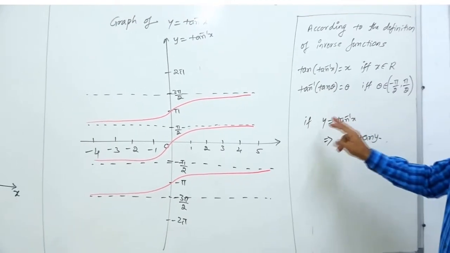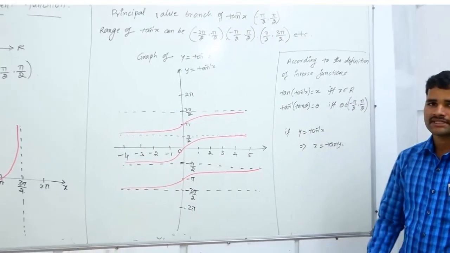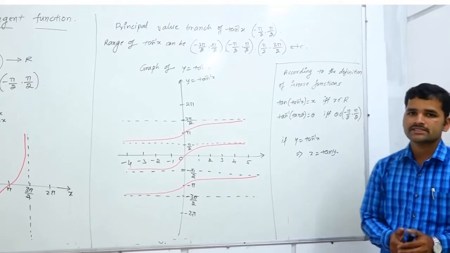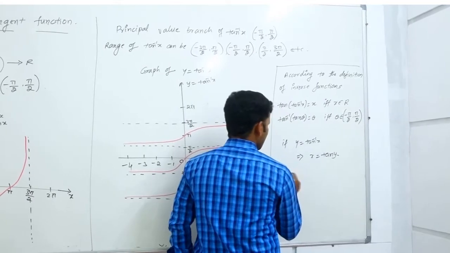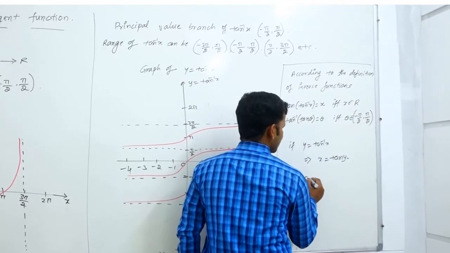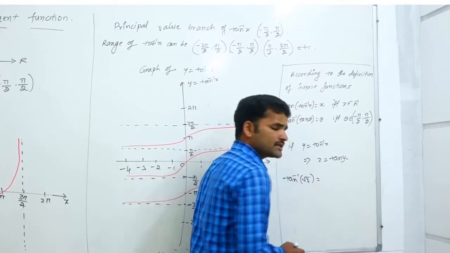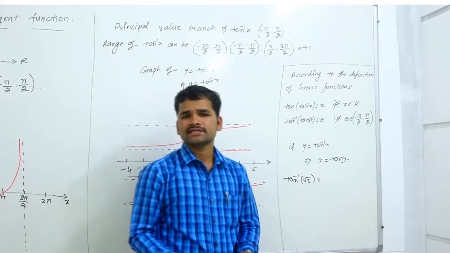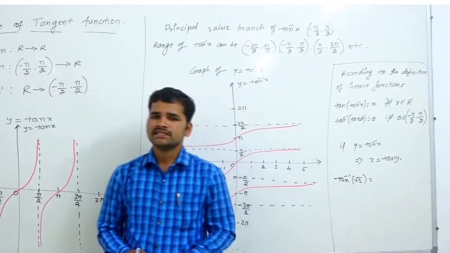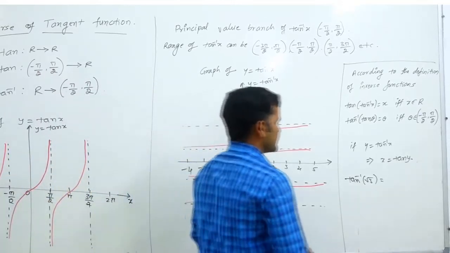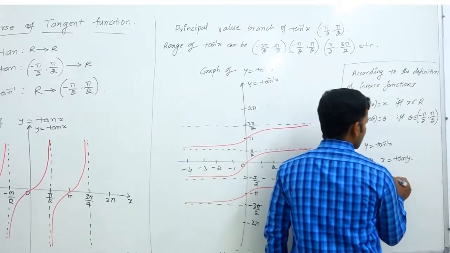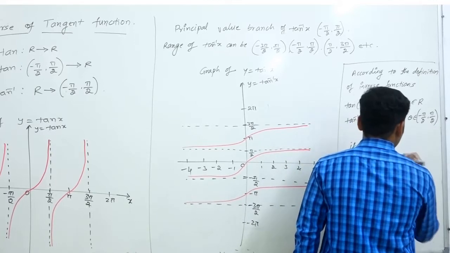If y is equal to tan inverse of x, then we can write x is equal to tan y. Suppose we have tan inverse of root 3. How will you write it? Tan of which angle gives you root 3? 60 degrees. 60 degrees means pi by 3 in radians. So tan inverse of 1 by root 3 is pi by 6. 30 degrees.